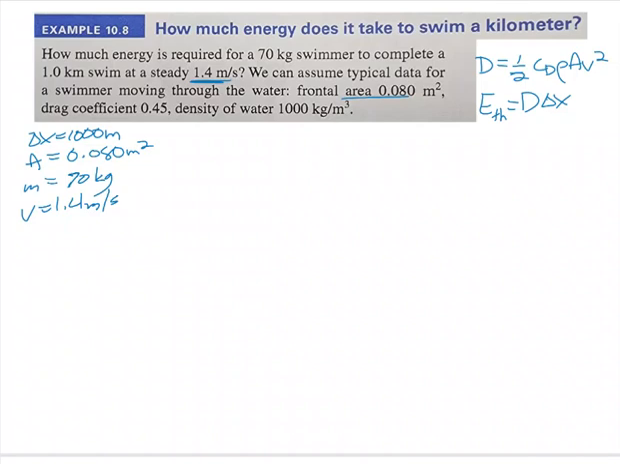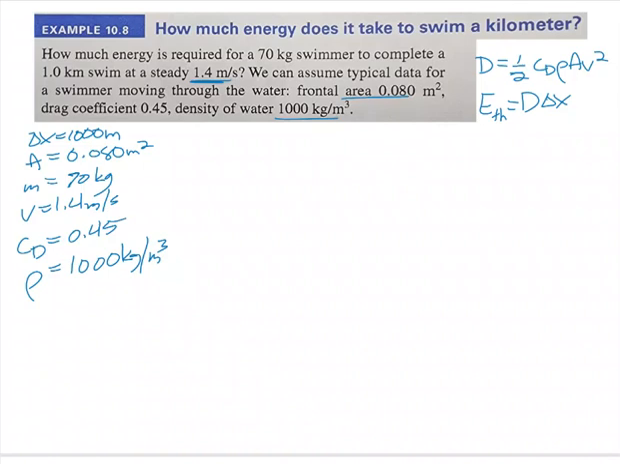Coefficient of drag. Yep. Coefficient of drag is 0.45. It's a coefficient, there's no units on that one. And then rho, is that 1,000? Rho is the density of water, in kilograms per meters cubed. So that's all the information they gave us.